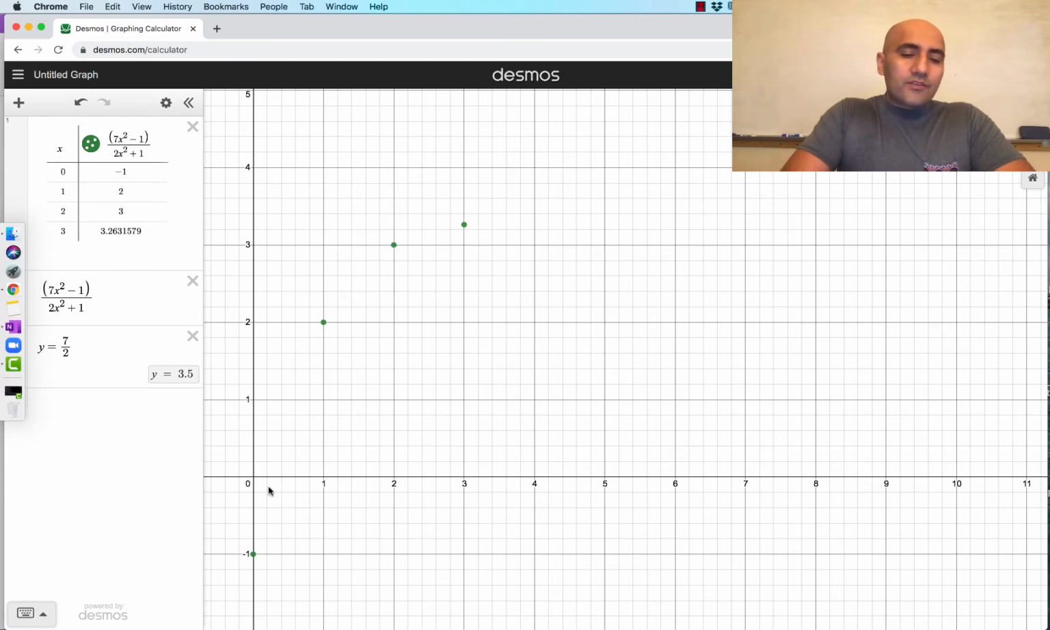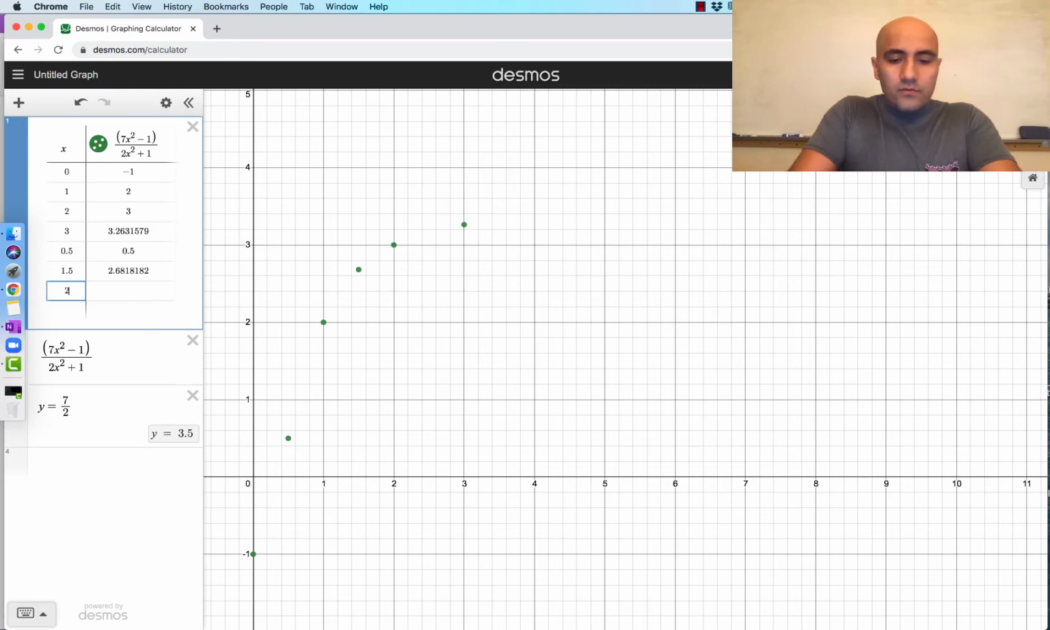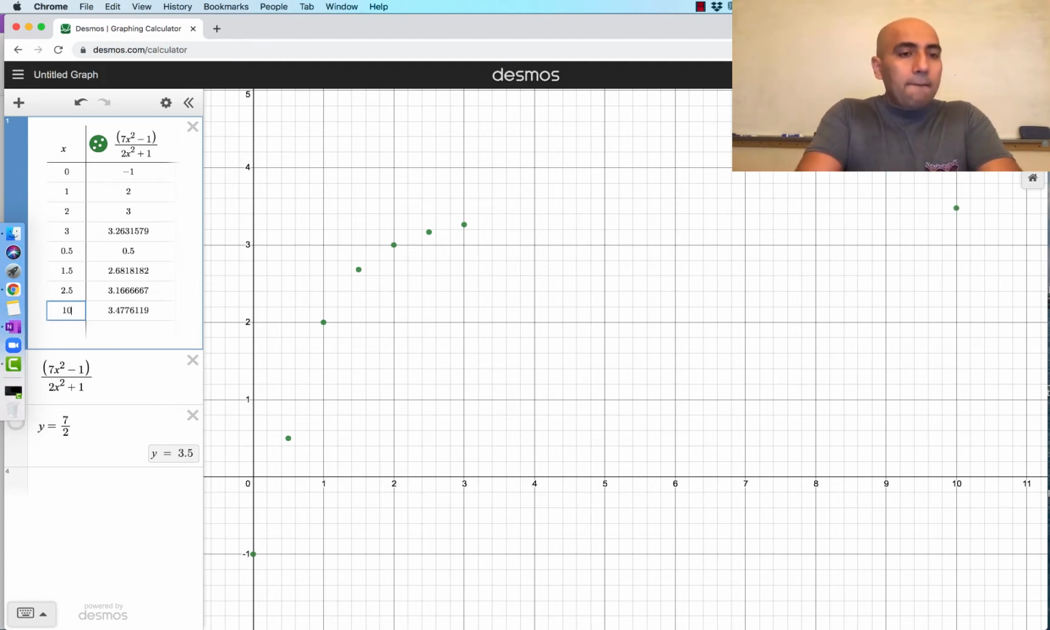If we wanted a smoother looking picture, we don't have to stick to the whole numbers. We could also put some fractions. So we could put 0.5, 1.5 and 2.5, and we start to see that. However, what we're interested in is what happens as the inputs get larger and larger and larger. So let's just jump to 10. When the input is 10, the output is 3.4776. We get this ordered pair there.